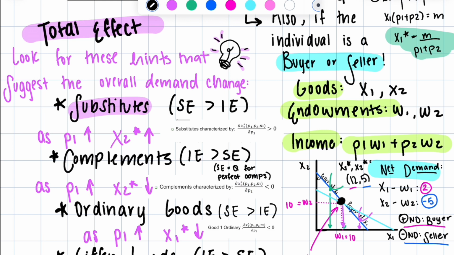Then complements. When the price of one good goes up, the demand of the other good goes down, right? Notice with substitutes and complements, we talk about the price of one good, the demand of the other good. So with complements, we want these goods together, right? And so if the price of x1 is going up, we want less of x1 and we want less of x2 because we only like to consume these goods together.